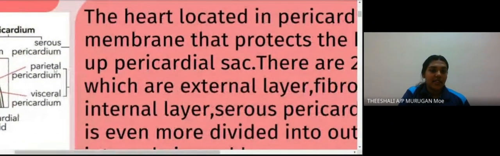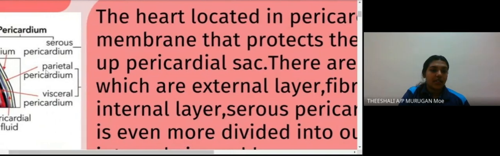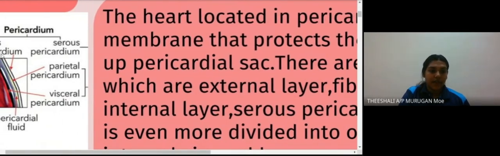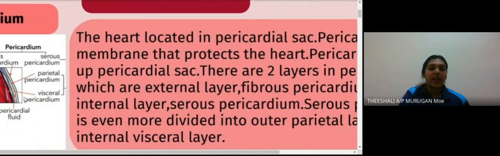So basically, this is the outer layer, and first we're going to the fibrous pericardium. The fibrous pericardium is here, and the serous pericardium is here. The serous pericardium is further divided into the parietal pericardium, which is here, and the visceral pericardium, which is here. And between them, we have pericardial fluid.